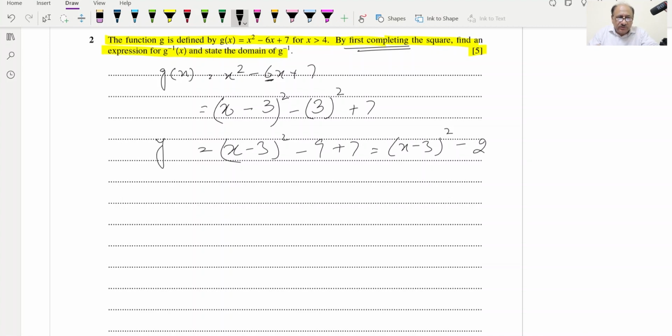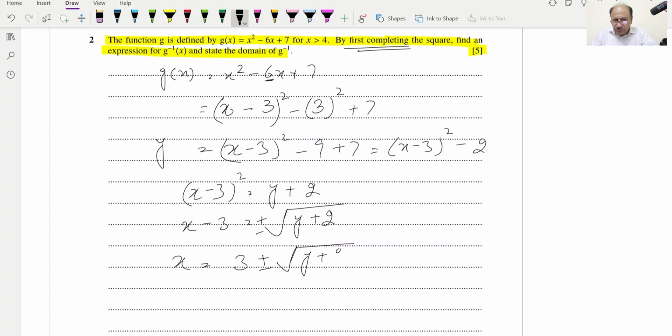or you can say this is g of x. Now we can write (x minus 3) squared is equal to y plus 2. We have shifted this minus 2 to the other side, so it will be plus 2. Now we can take under root, so x minus 3 will be equal to plus minus under root of y plus 2, and x minus 3 we can shift to the other side, so this will be equal to 3 plus minus square root of y plus 2.